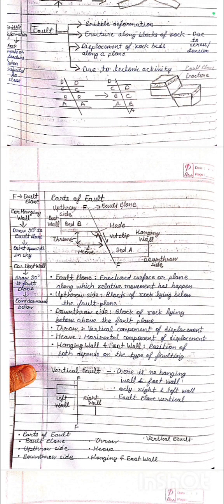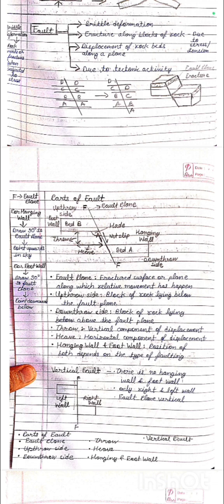First is the fault plane. Fault plane is the fractured surface or plane along which the movement or slipping has taken place. This is represented by F. Now, upthrow side. It is a block of the rock which is lying above the fault plane. And then downthrow side, it is the block of rock which is lying below the fault plane.